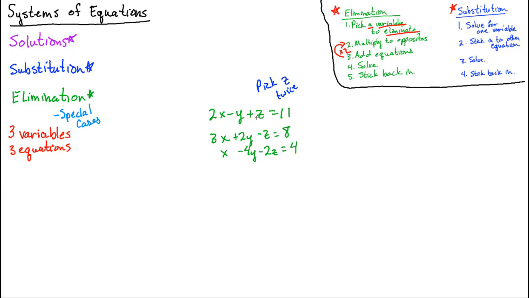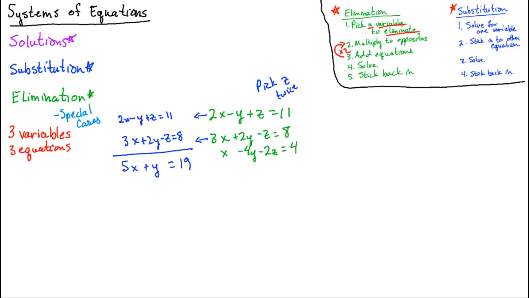Gone. So if we take these two equations just exactly the way they are, 2x minus y plus z equals 11, and 3x plus 2y minus z equals 8, and add these two together, we get rid of z. 2x plus 3x is 5x. Negative y plus 2y is plus y. Plus z minus z, they're gone. That's why we did it. And then 11 plus 8 is 19.